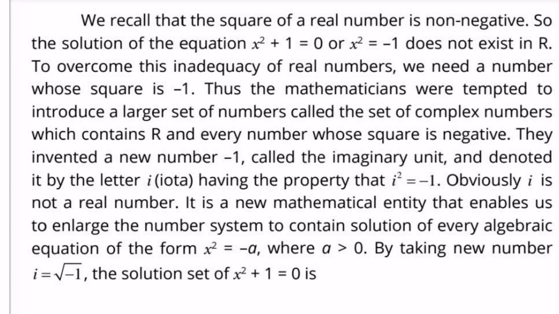Obviously, iota is not a real number. Clearly iota is not a real number, because the square of iota is equal to minus 1. This is not a property of real numbers. It is a new mathematical entity that enables us to enlarge the number system to contain the solution of every algebraic equation of this form, where a is greater than 0.